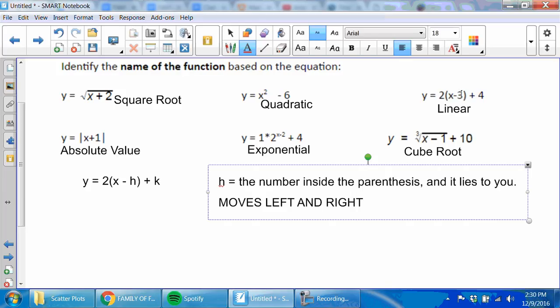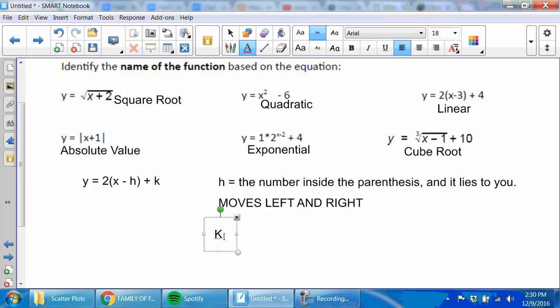So this would be moving right 3. This one will be moving right 1. This will be moving right 2 because they're all subtracting inside the parentheses. Now you can't really see the parentheses here, but they mean to be parentheses underneath the square root. So this would be moving, since it says plus, I actually go the opposite way. I would go left 2. This one says plus 1 inside the parentheses. That means I would go left 1.